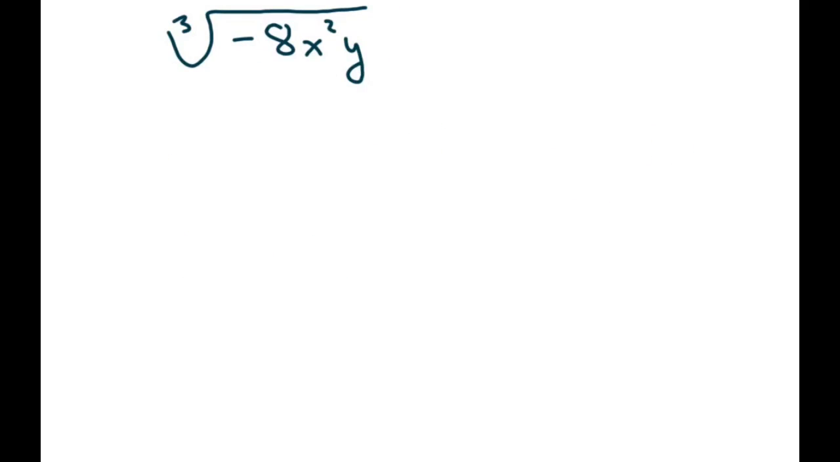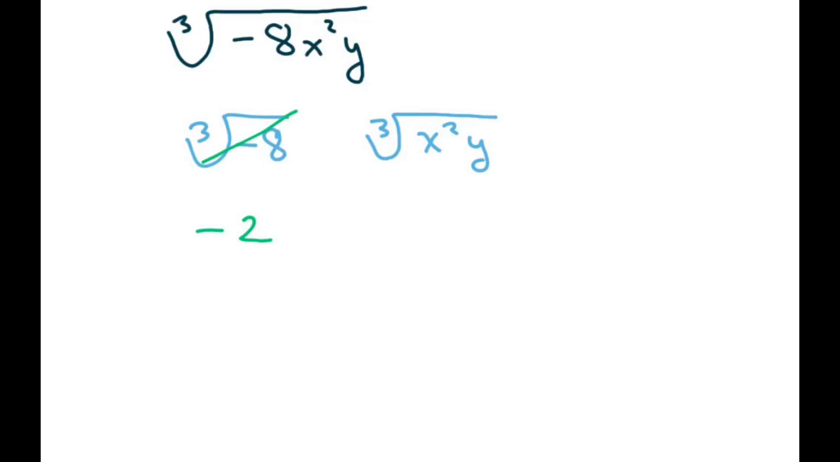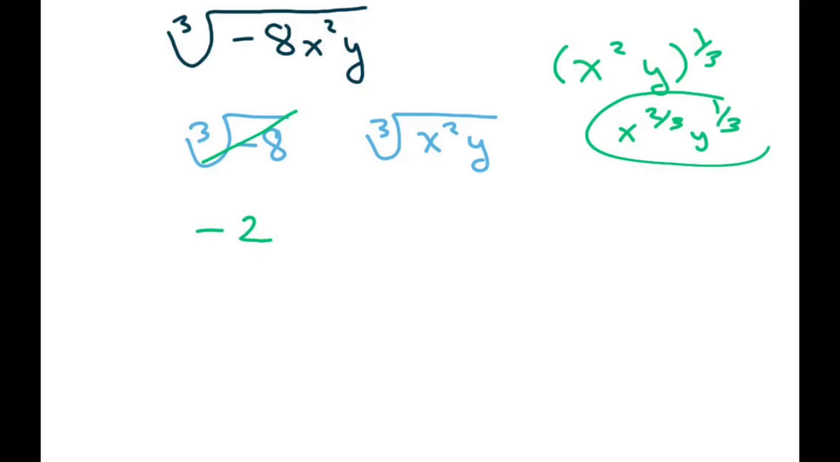The next one, we're going to do the cube root of -8 and the cube root of x squared y. Basically, this just equals -2, because -2 times -2 times -2 is -8. And if I write this the way I was doing it before, x squared y to the 1/3, we get x to the 2/3 y to the 1/3. And you can't simplify that, so we're just going to leave this simply as cube root of x squared y.